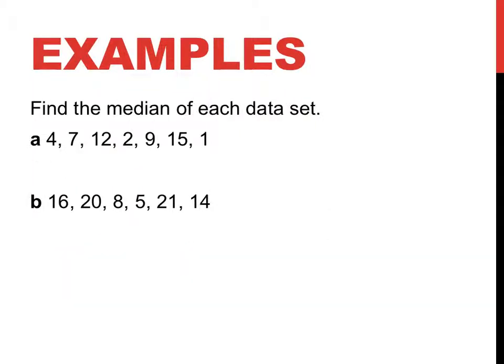Let's look at these ones. These ones are asking us to find the median. The first thing I need to do when finding the median is order the data set. So 1, 2, 4, 7, 9, 12, 15. That's my data set. And if I count in from each end to find the middle number once they're ordered, it's 7. 7 is the median for that data set. That's pretty straightforward, guys, it's not too tricky.